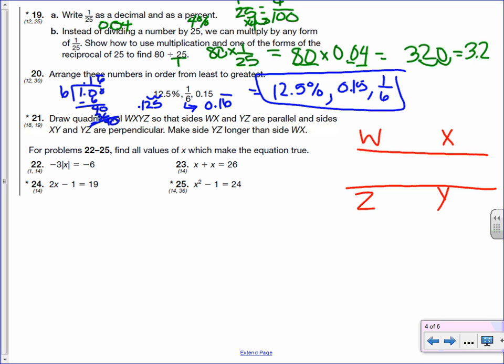Draw it so that XY and YZ are perpendicular. So these ones are perpendicular here. And YZ is longer than WX. So this side has to be longer, which would make it come back like that. Just erasing the extras here.